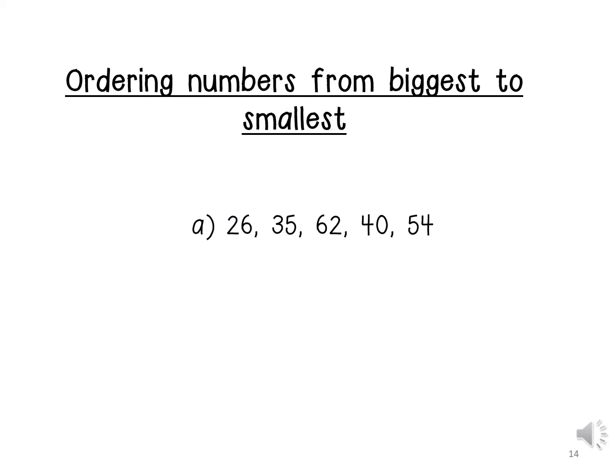So now, boys and girls, we are ordering numbers from biggest to smallest. Let's read the set of numbers. 26, 35, 62, 40 and 54.